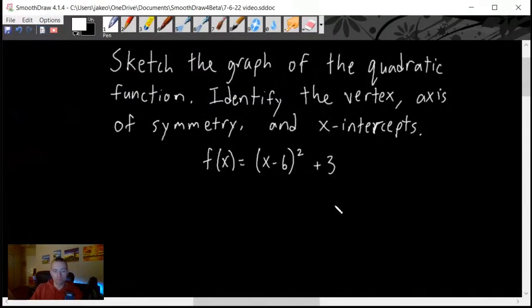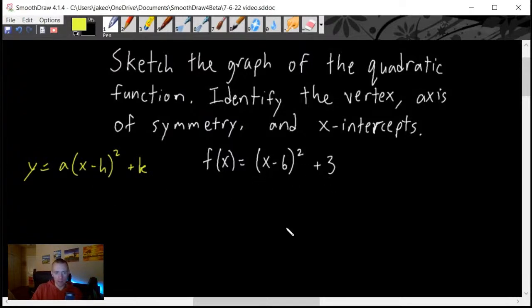All right. So just to reiterate, same problem we just did: sketch the graph of the quadratic function, identify the vertex, axis of symmetry, and x-intercepts. In this example, we are given our quadratic function, and it's already in vertex form. The vertex form is y equals a(x minus h) in parentheses, all squared, plus k.